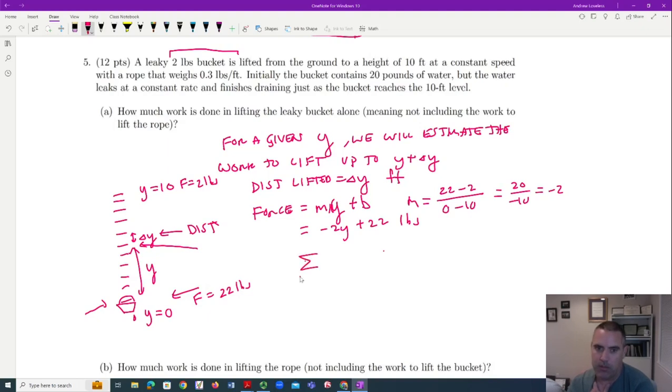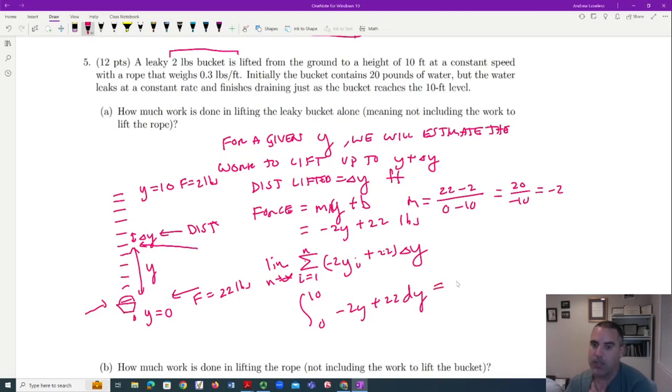So officially what's happening, you don't have to show this, is we're adding for each y, if you broke it up into subdivisions, we're doing the force times the distance. And then we would like to figure out what happens if you did that with more and more subdivisions, and that just becomes the integral from 0 to 10 of negative 2y plus 22 dy. And honestly, you could do all of that without saying all those words. It would be much shorter.